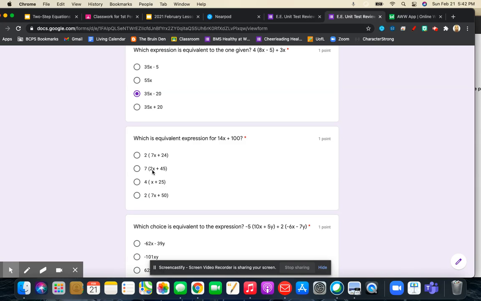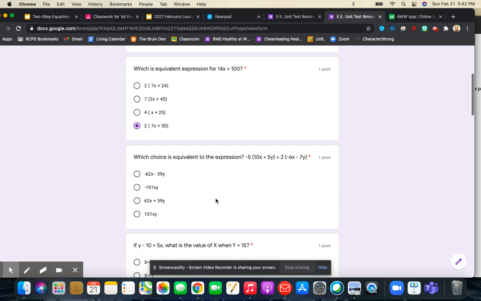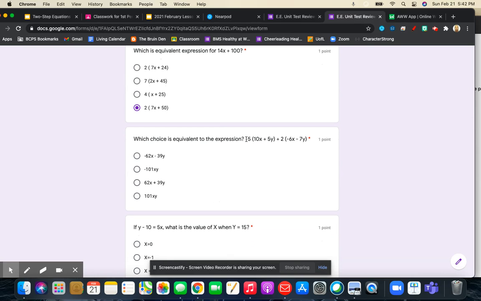7 times 2x is 14x. 7 times 45 does not equal 100. 4 times x is not 14x, so we can knock that one out too. 2 times 7x is 14x. 2 times 50 is 100. We should have D.